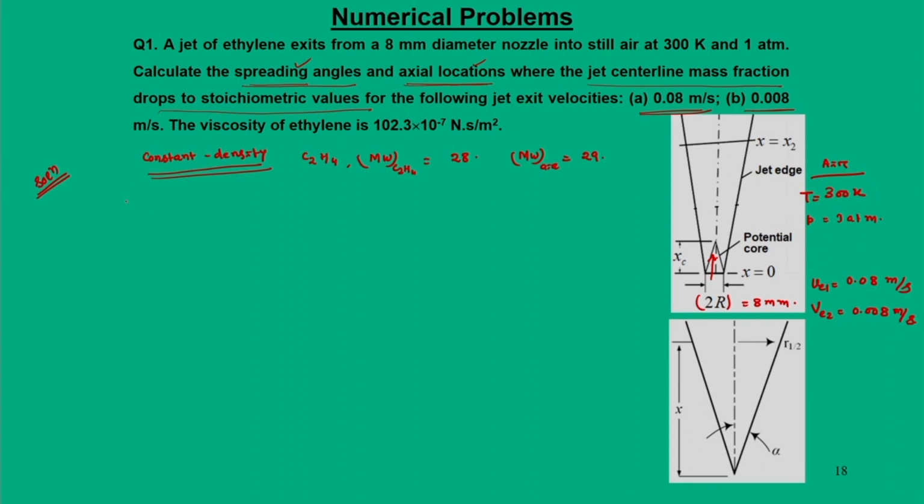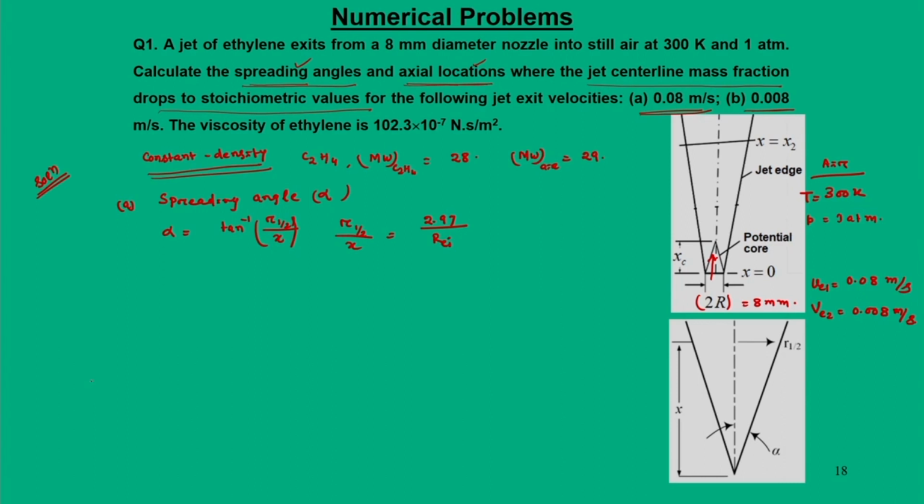The first thing to calculate is the spreading angle. The spreading angle is defined as alpha, and alpha is nothing but tan inverse of r half by x, and this r 1/2 by x is nothing but 2.97 by Re_j. So, this information you require.